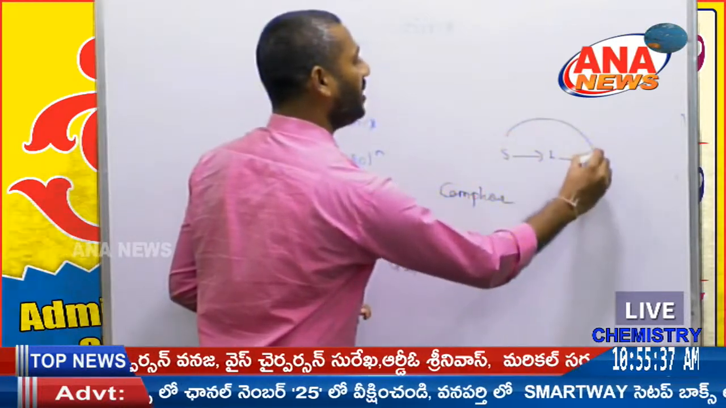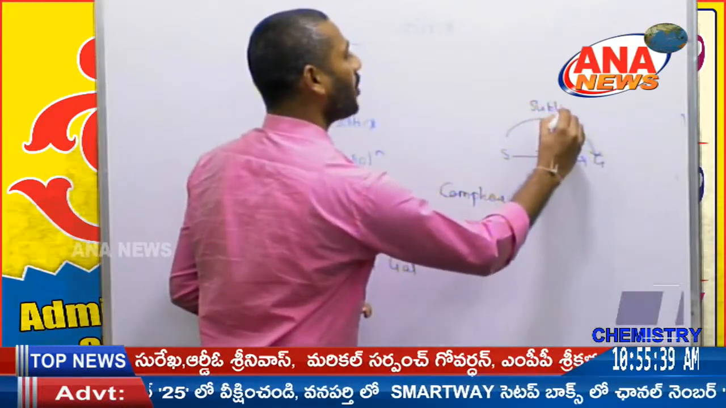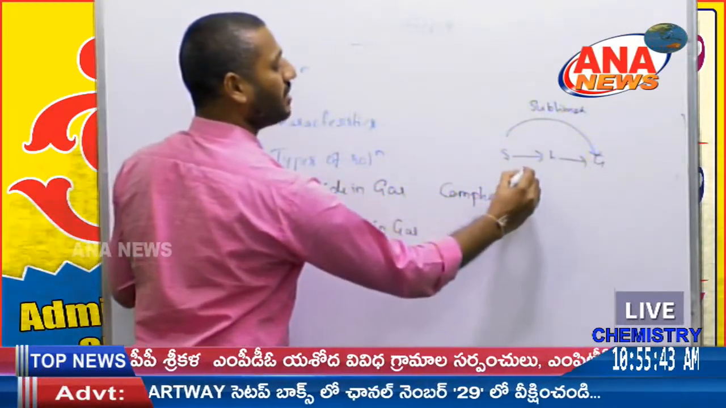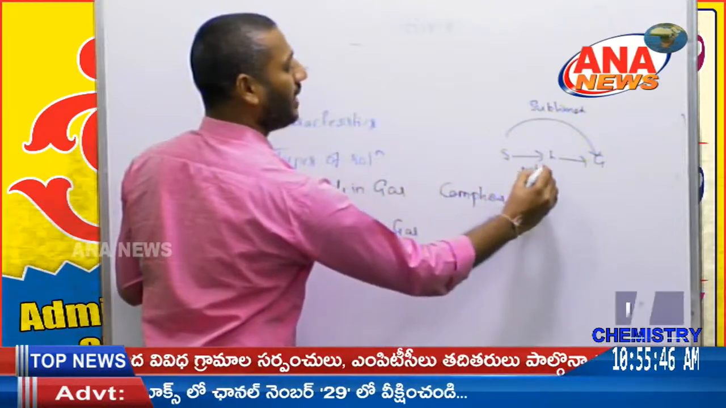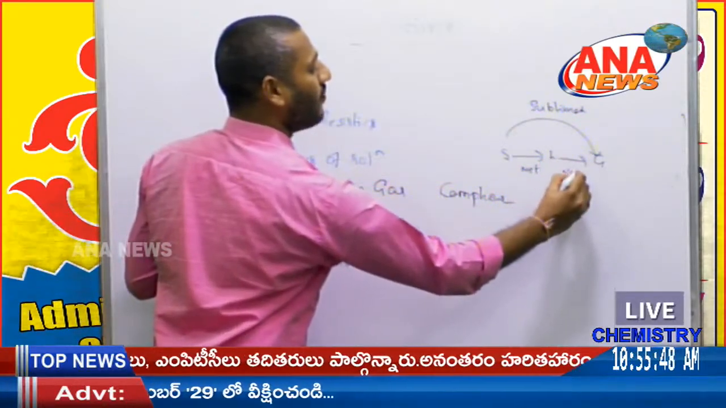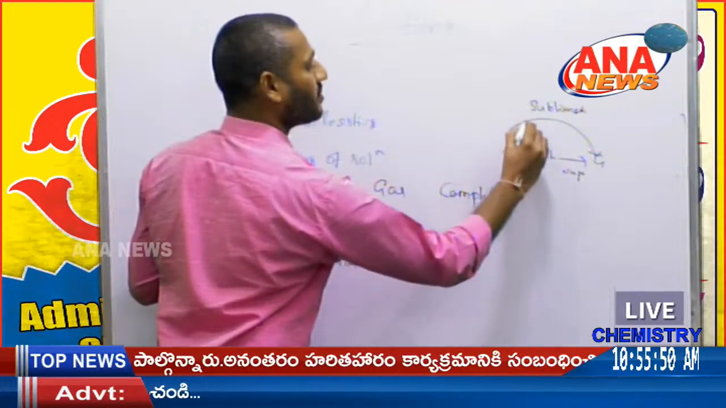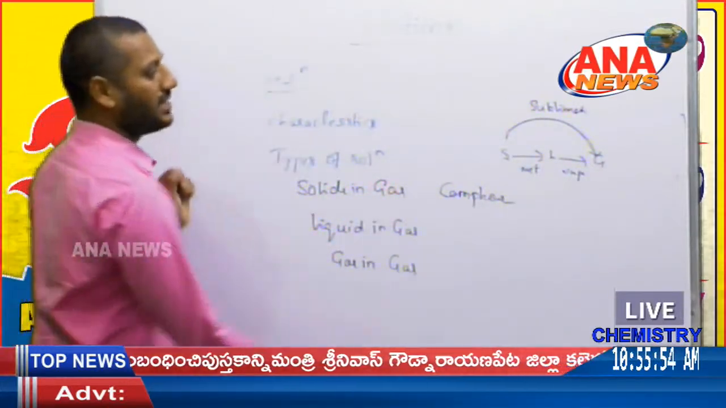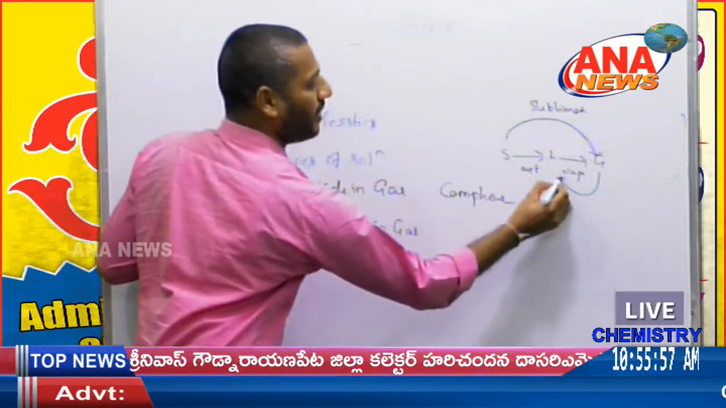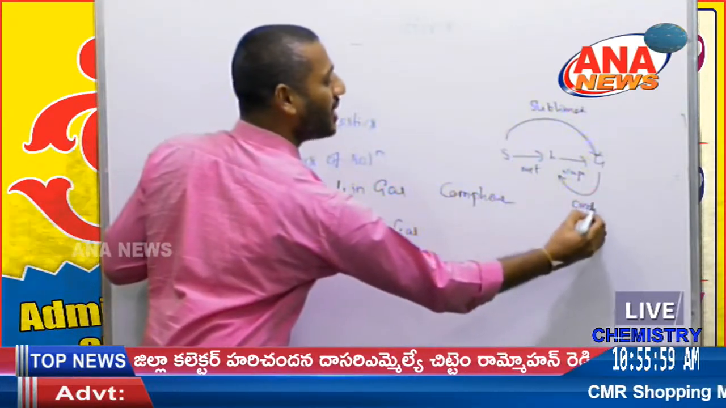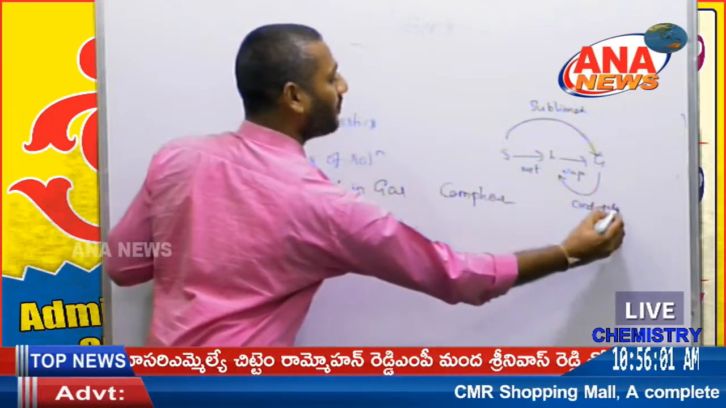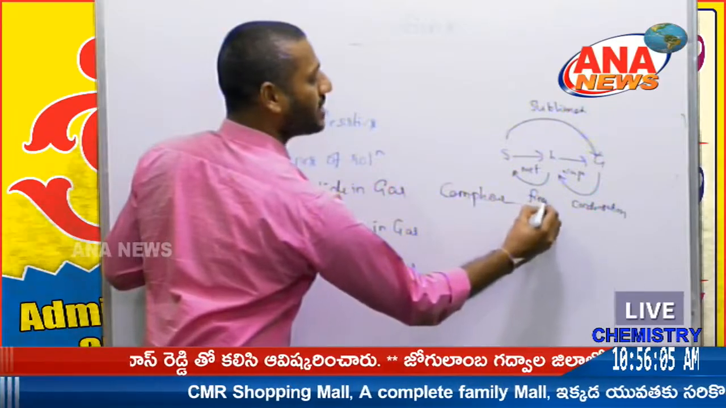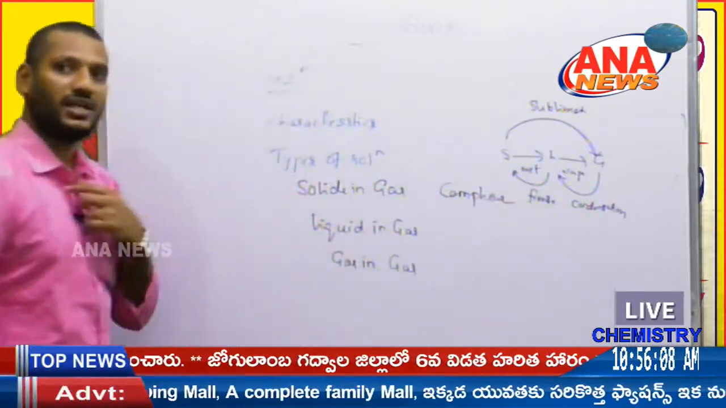That property is known as sublimation. The conversion of solid to liquid is melting, and liquid to gas is vaporization. The conversion of solid directly to gas is known as sublimation. Similarly, gas into liquid is known as condensation. Next, the liquid converted into solid is known as freezing.